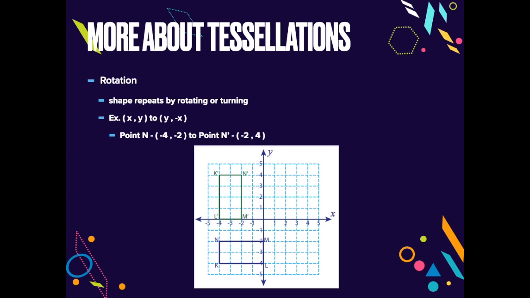Another way a tessellation can move is through rotation, in which a shape repeats by rotating or turning. In this example, let's follow point N. Given the formula, we have to flip the x and y coordinates as well as make the y coordinate negative. Let us see how that affected the shape. Point N transformed to point N prime, from (-4, -2) to (-2, 4), just like in the formula. If we do that for every point, we can see that the shape turned 90 degrees and the length of the sides flipped as well.